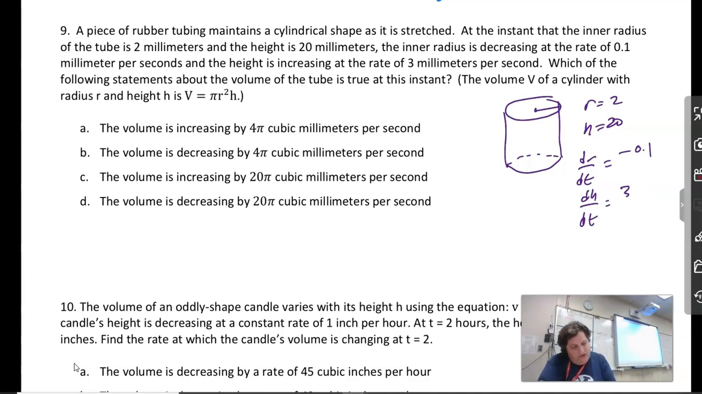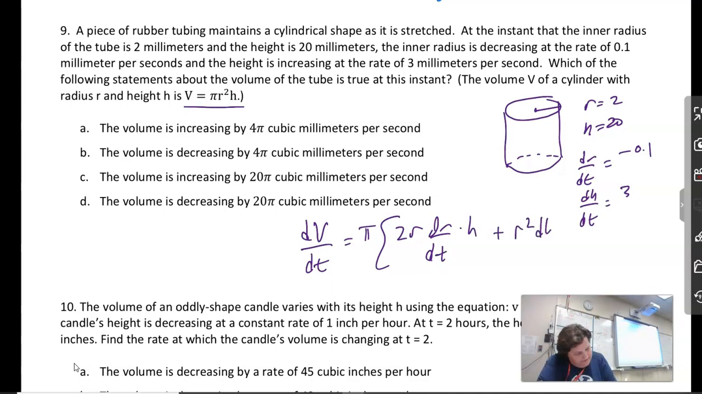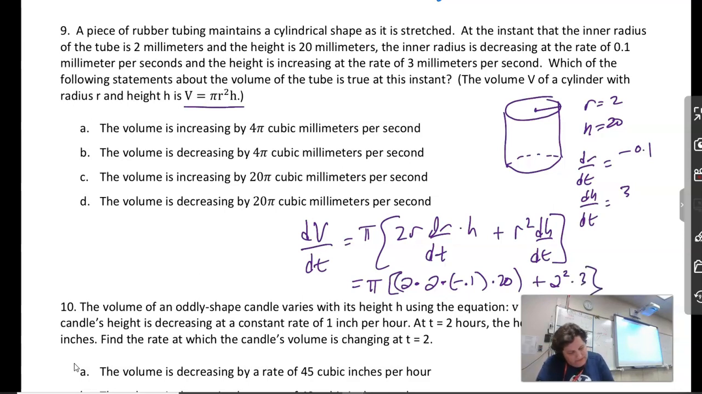Which of the following statements about the volume is true at this instant? And then there's my volume equation. Well, volume, so dV/dt, let's leave the pi out. Let's go 2r dr/dt times h plus r squared dh/dt. And I'm going to go ahead and plug things in. r is 2, dr/dt is negative 0.1 and h is 20. And then I have r squared and dh/dt, which is 3.